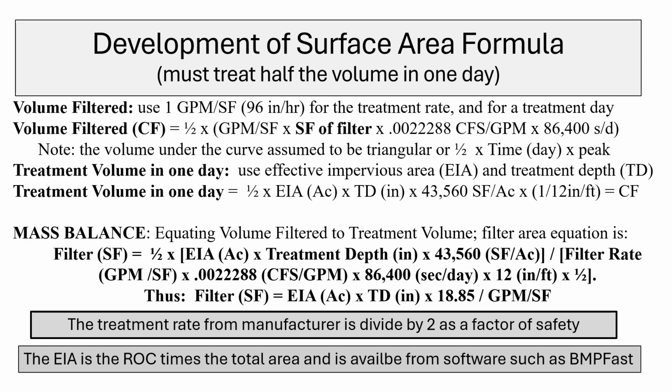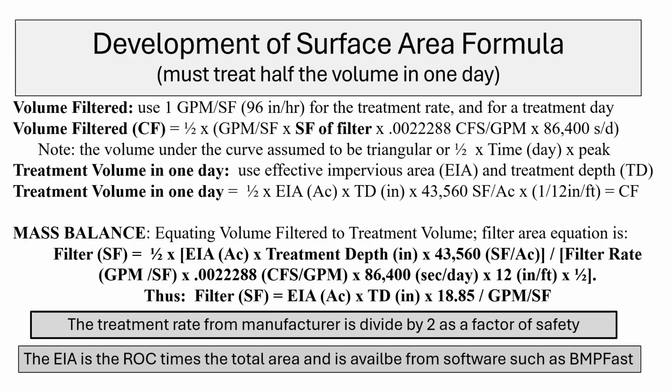On the other side of the equation, the treatment volume in 1 day is based on the effective impervious area, or EIA, and the treatment depth. That calculation is 1/2 times the EIA in acres times the treatment depth in inches, converted to cubic feet using 43,560 square feet per acre, and dividing by 12 to convert inches to feet. When we set these two expressions equal to each other through a mass balance and simplify, the result is a clean design equation. Filter area in square feet equals the EIA in acres times the treatment depth in inches times 18.85, divided by the filter rate in gallons per minute per square foot.